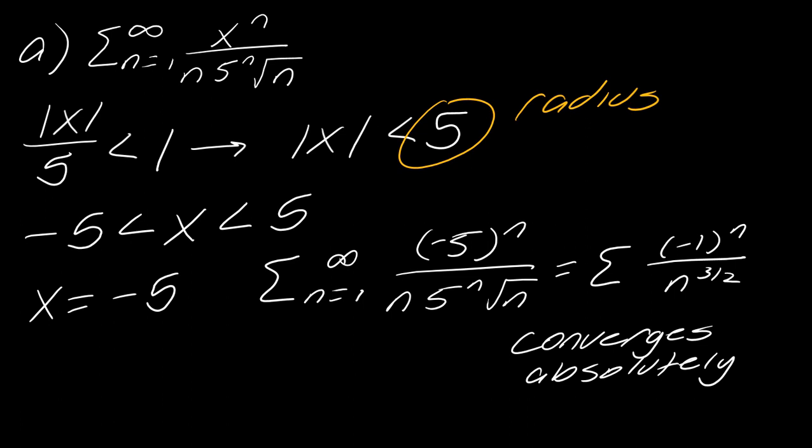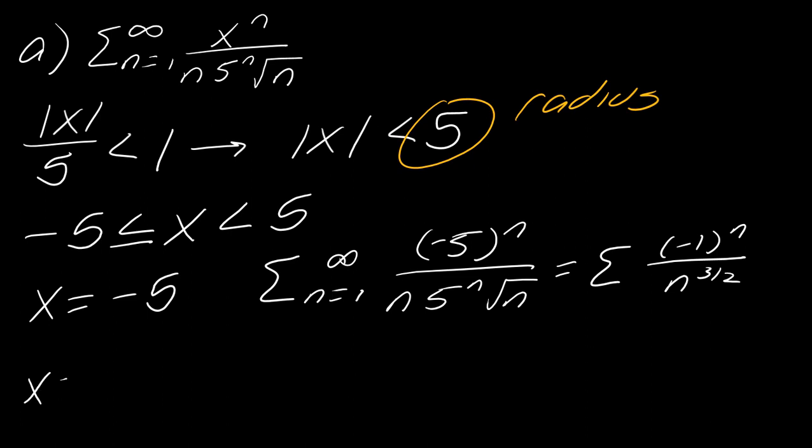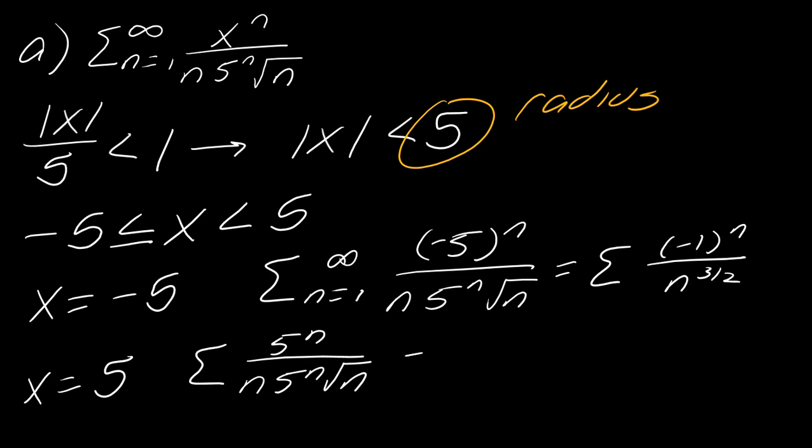So what that means then is I can add an or equal to here for the -5. And let me erase this and let's do this again for x equals 5. And again, I'll just use the shorthand with the notation. So now I've got 5 to the n over n, 5 to the n, square root of n. And so once again, this actually simplifies. So the 5 to the n's drop out again, and I can just rewrite this as 1 over n to the 3/2. This also converges. So since this converges as a p-series, this 5 here is also included.